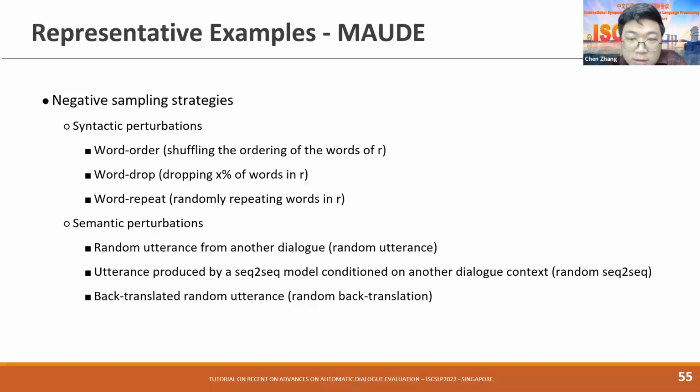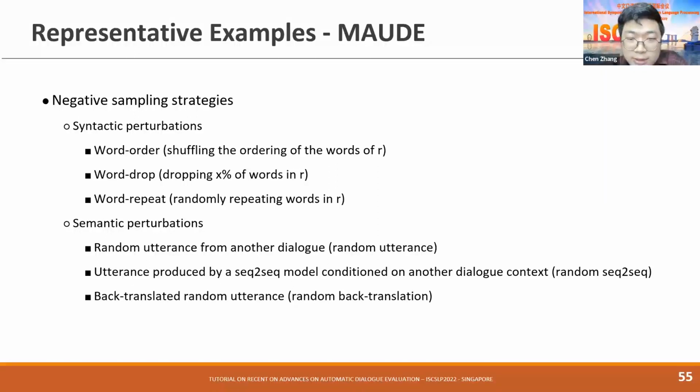For syntactic perturbation, we do text-level manipulations of just the current response, so it's within-sentence perturbation. Such as word order, where we shuffle the ordering of the words of the response, or word drop, where we randomly drop X% of the words in the response, such as 15% to 20%. Then we also do some word repeat operation, where we randomly repeat a span of words in the response. In this way, we create a set of different negative samples with respect to the original human written response.